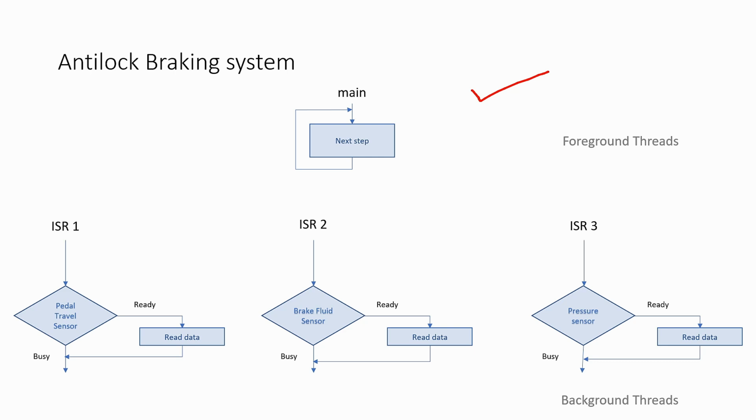And if you provide a priority to each of the ISRs or background threads, this system will be collectively called a soft real-time operating system. It is not actually a real-time operating system, but it can be called a soft real-time operating system because it collects the data in parallel using ISRs, and it processes the collected data in the main function, that is the foreground thread right over here.